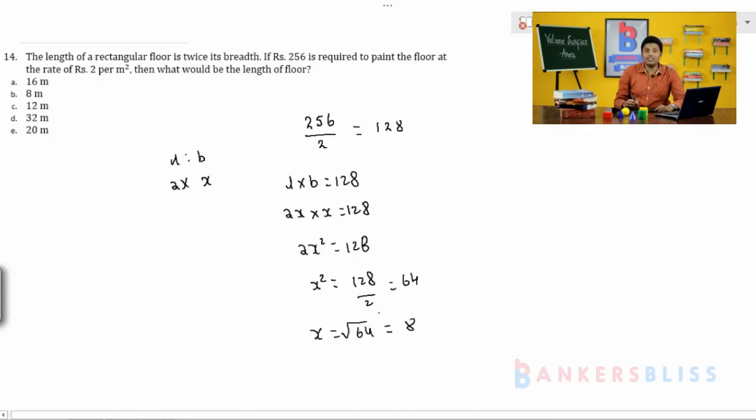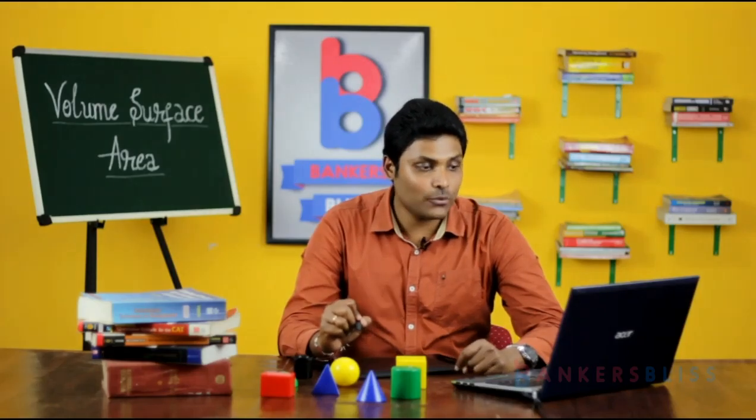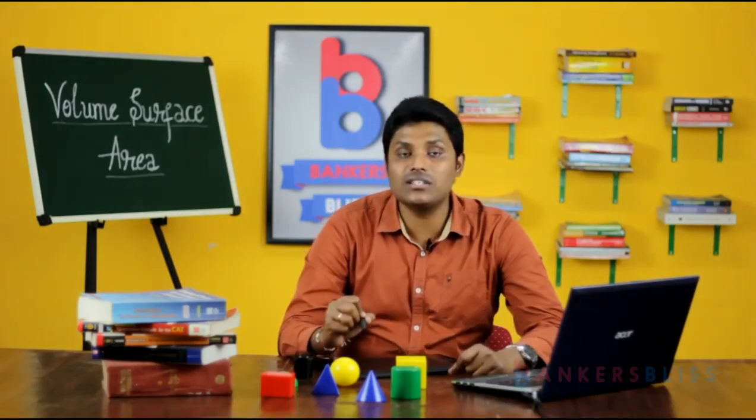But what do we have to calculate? We have to calculate the length. Length is equal to 2x, that is 2 into 8, which is equal to 16. So option A is the right answer, that is 16 meters.